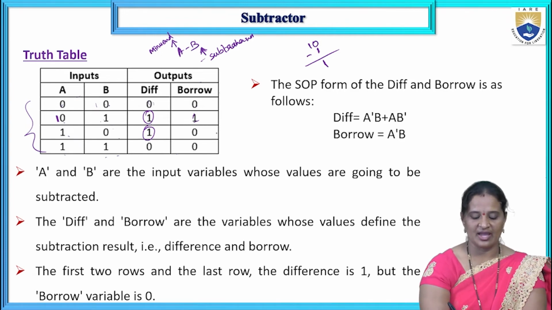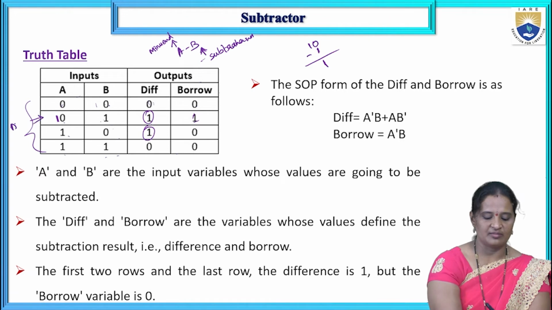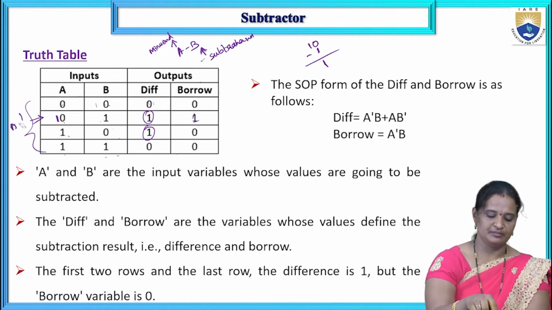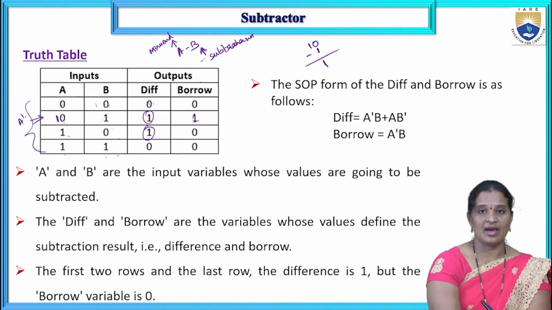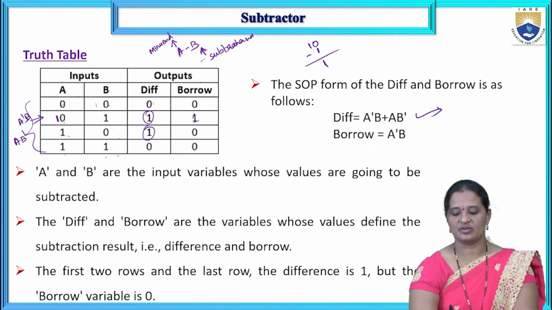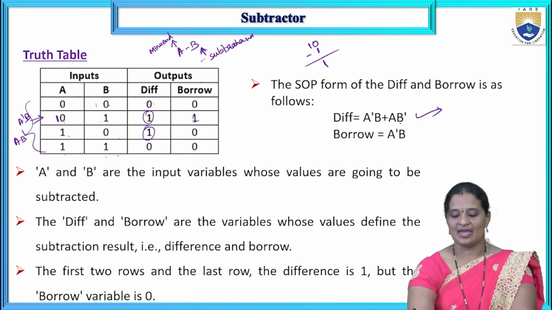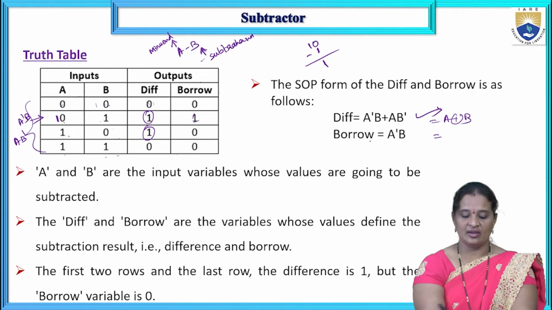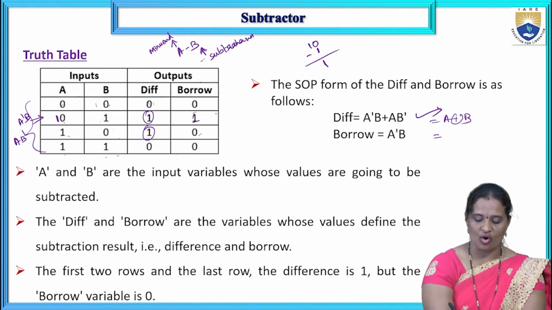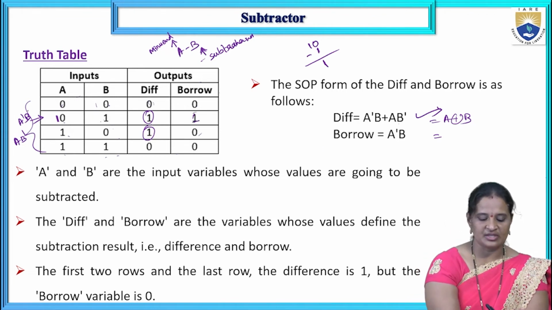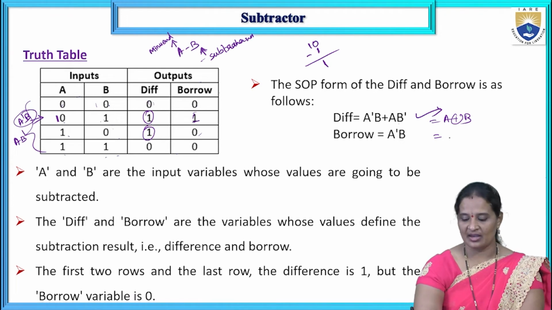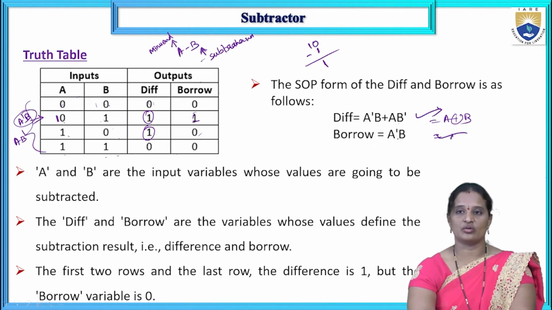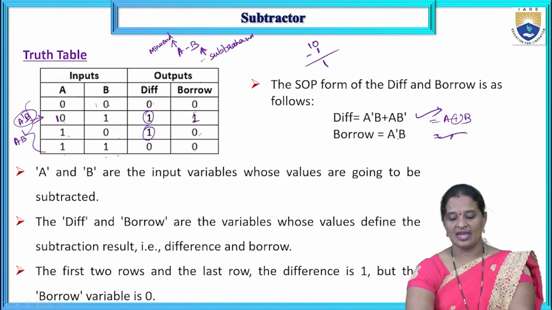Now from this truth table, I can write down that the difference output is 1 for two combinations, that is 0, 1 and 1, 0. 0, 1 can be written as, the prime implicant for this one can be written as A bar B, whereas for this one, A B bar, and hence the difference output is equal to A bar B plus A B bar. I can also write this one as A XOR B. Similarly, borrow output is 1 for only one combination, and for this combination, the prime implicant is A bar B, and hence this is the borrow output. So borrow output is given by A bar B, whereas the difference output is given by A XOR B.